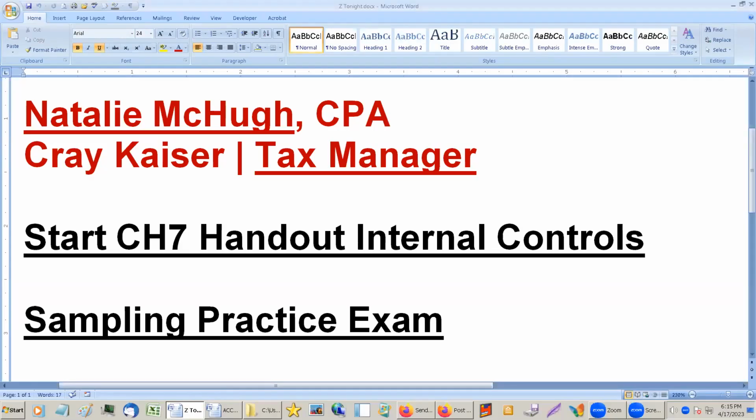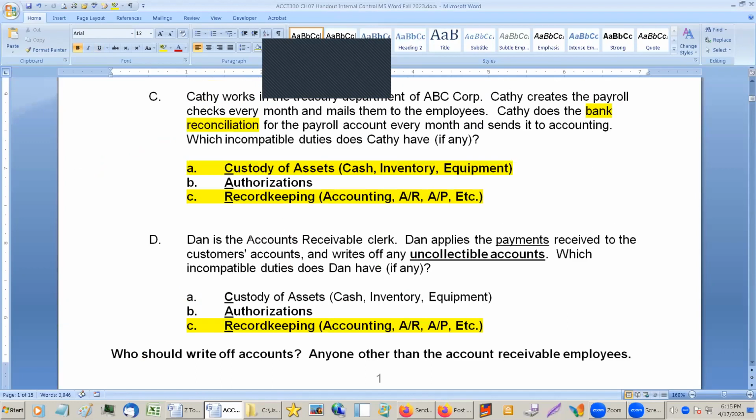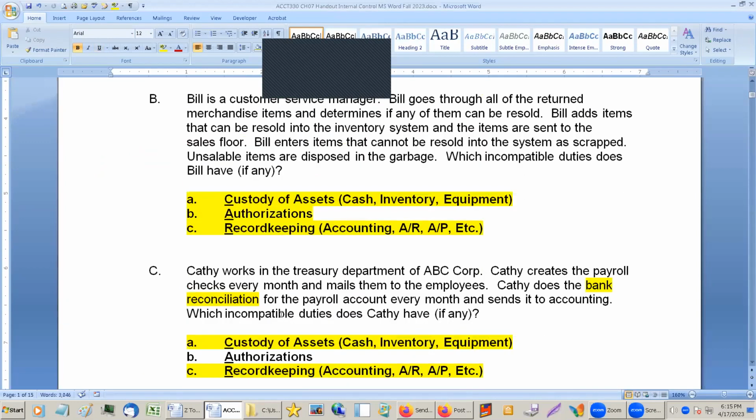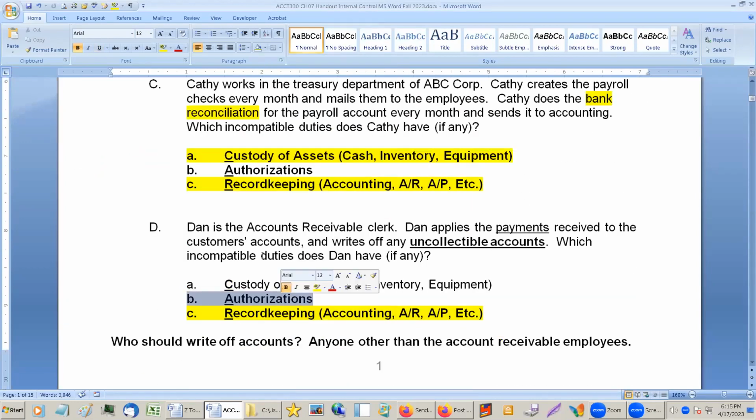And one of the big things about segregating these duties is that almost always when you run into a problem, it comes down to this: you have people with incompatible duties.